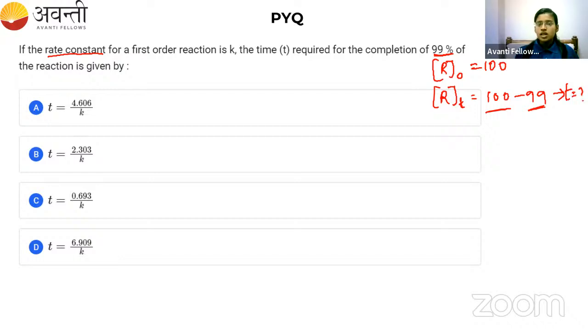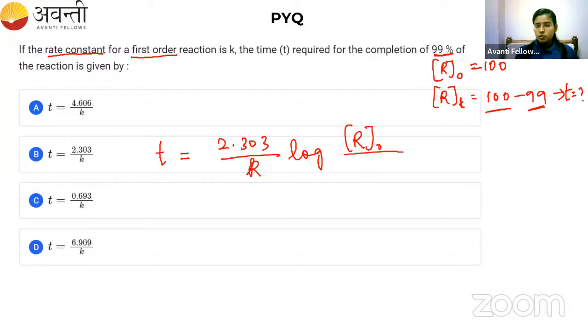Which formula do we have to use? The question says it is a first order reaction. So for the first order reaction, T is equal to 2.303 divided by K into log of R naught minus R.